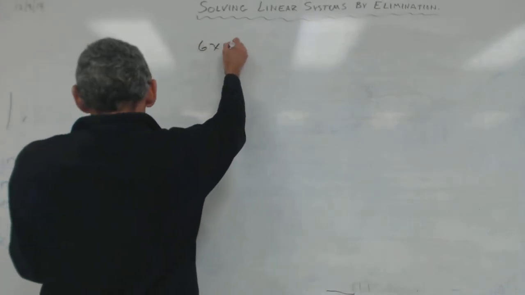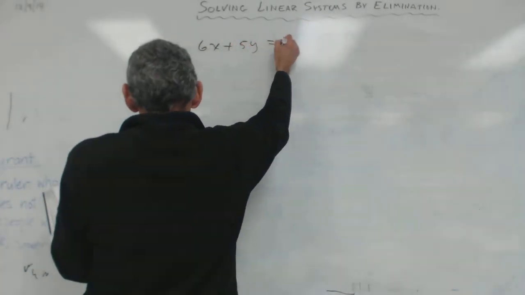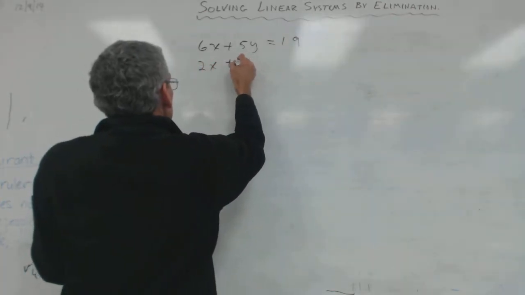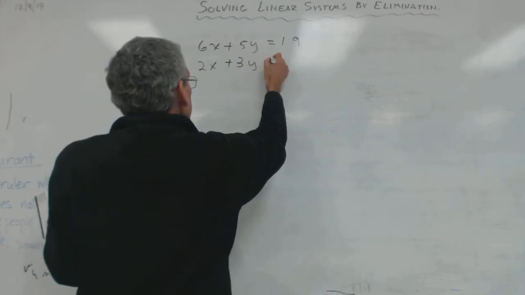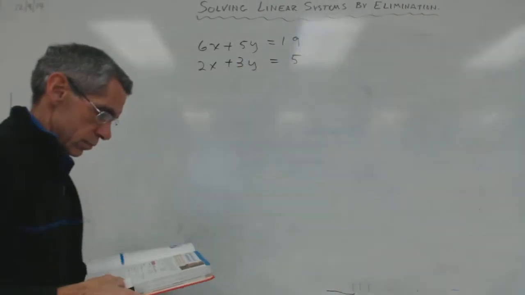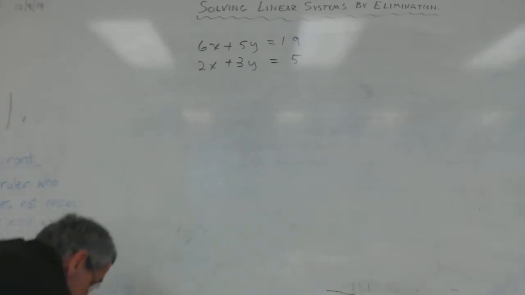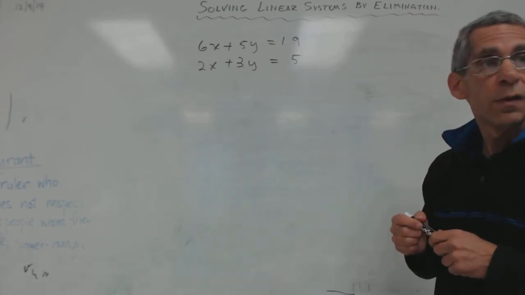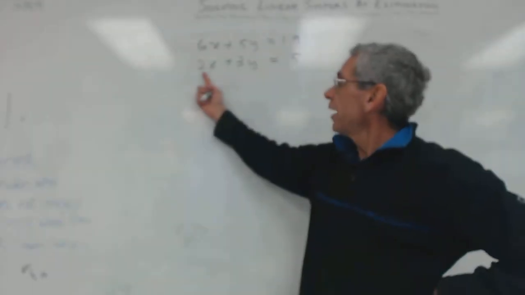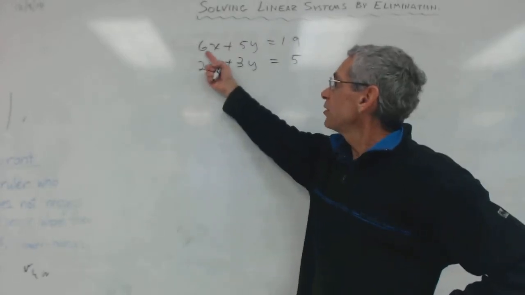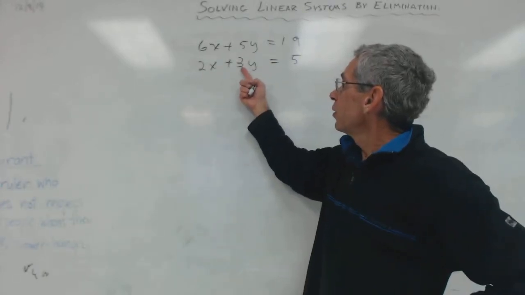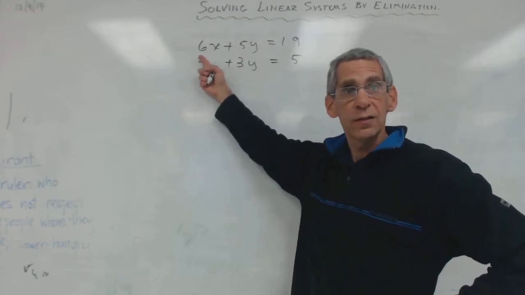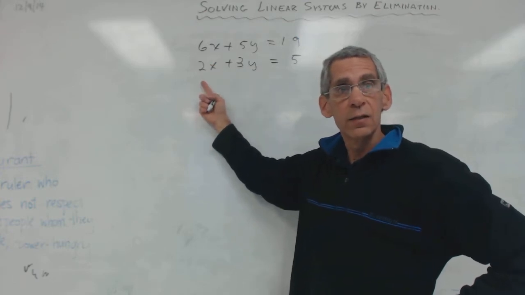6x plus 5y equals 19. And then this one's 2x plus 3y equals 5. Did you multiply everything by 3 to make it 6x? Yeah. So look, I have 6 and 2, and I have 5 and 3. Can I turn the 3 into a 5 somehow? Not easily. But could I turn the 2 into a 6? Yeah, by multiplying it times what? 3.